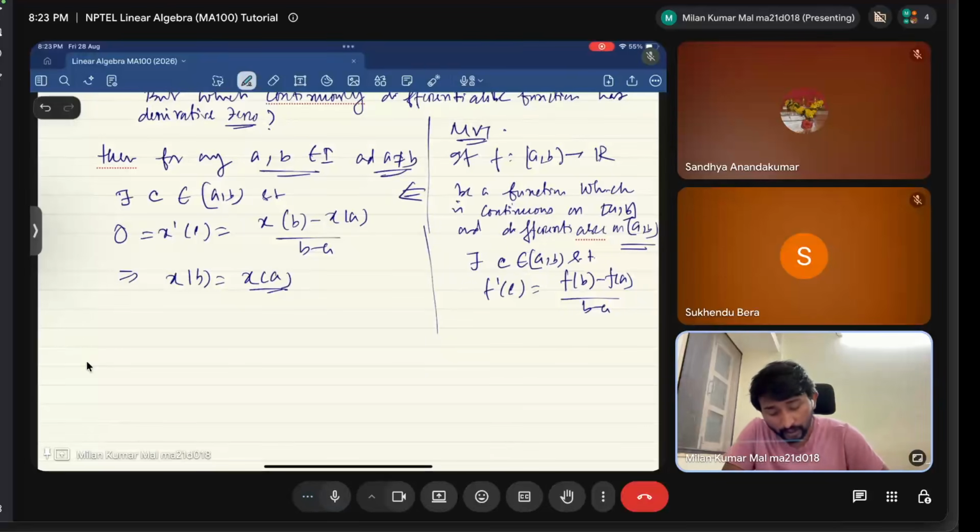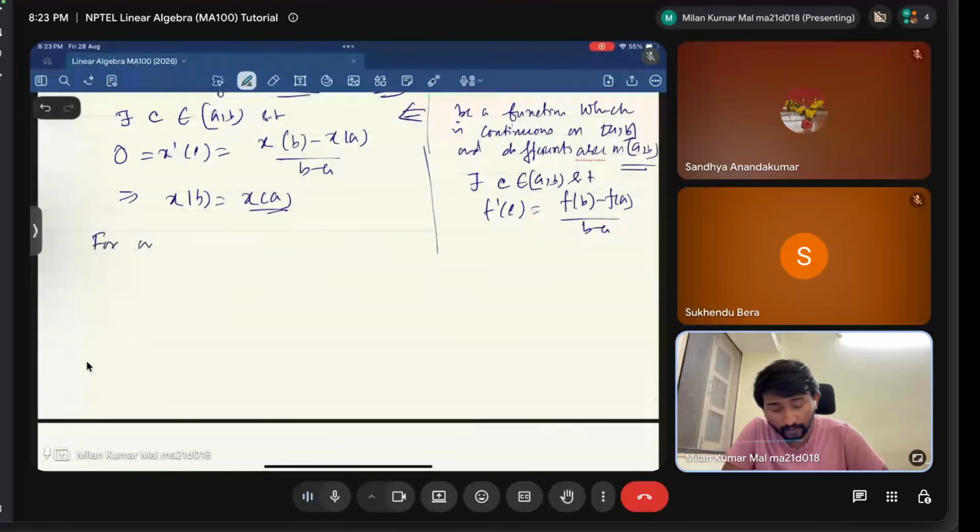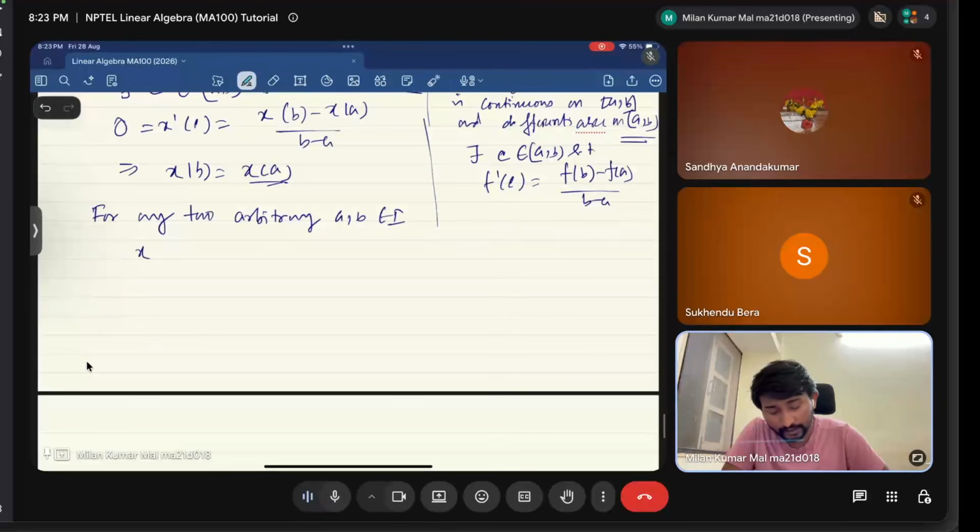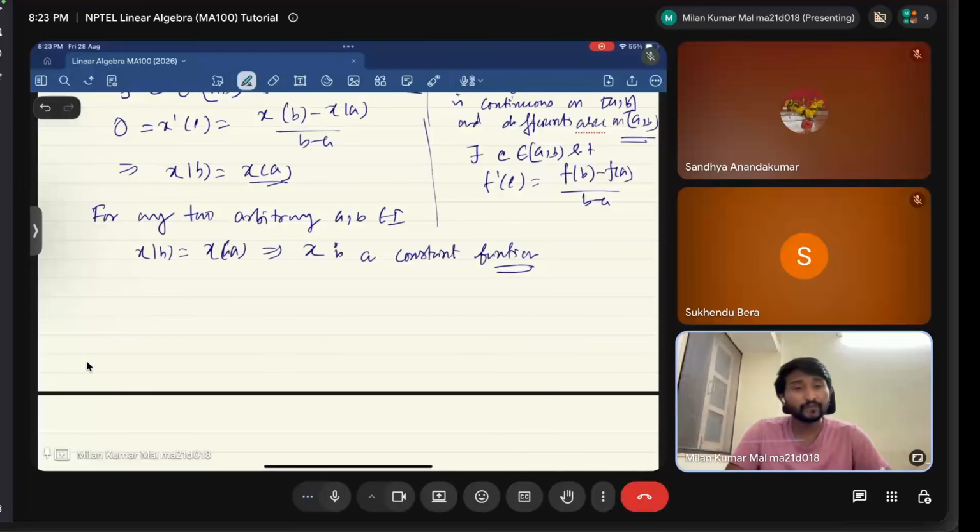So for any two arbitrary points a and b coming from the interval I, x of b is equal to x of a. That says x is a constant function. So what we have learned today is that a continuously differentiable function whose derivative is identically zero is nothing but a constant function.